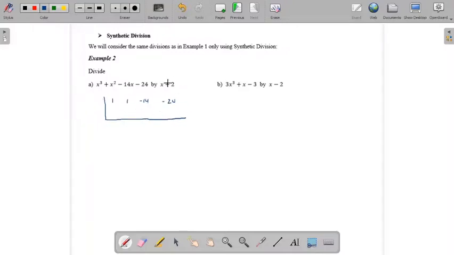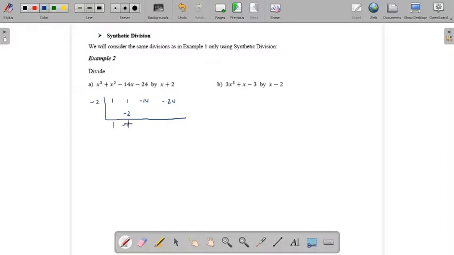The other thing to look at too is that we need to put here the value of x that would make this expression equal to 0. Okay, so we put here negative 2, because negative 2 plus 2 would be 0. All right, so the first thing we do is we put our 1 right down here. And we multiply this 1 by negative 2, so it becomes negative 2. And now we add. So previously with our long division we subtracted, but with this we add. So 1 plus negative 2 would be negative 1.